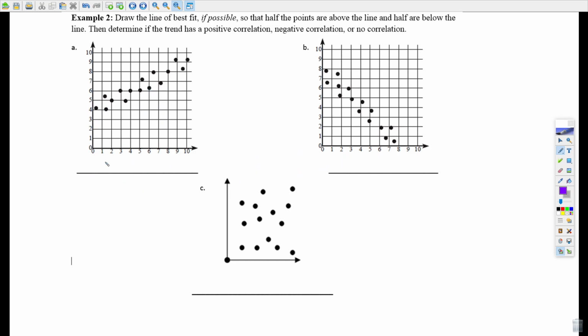This is definitely going uphill, so this is going to be positive correlation. This one is going downhill, so it's negative. And the last one we have here, there is no correlation at all, so no correlation.